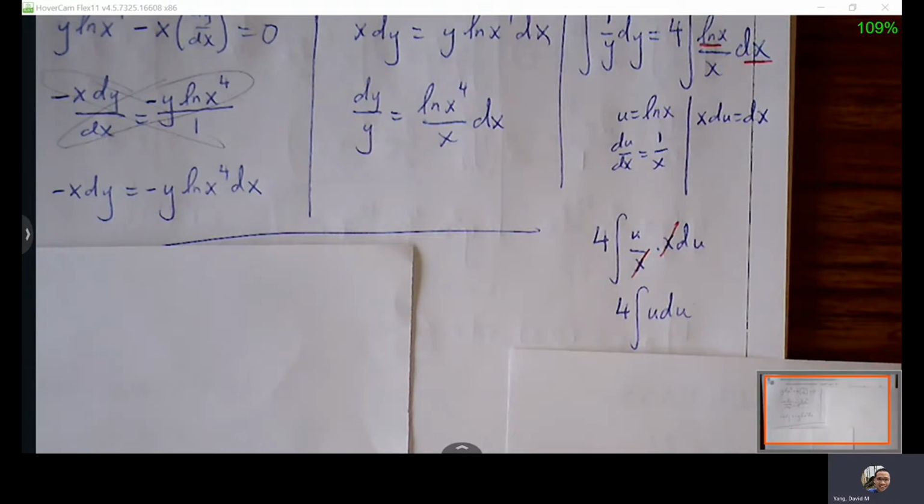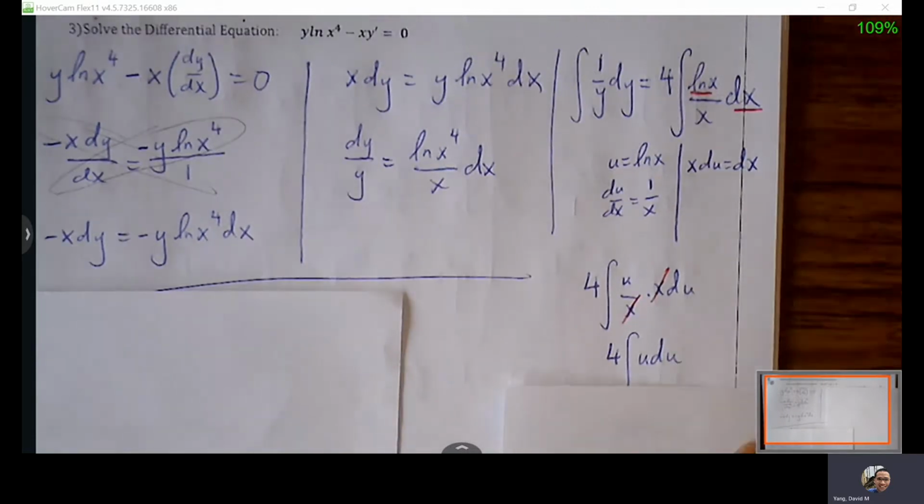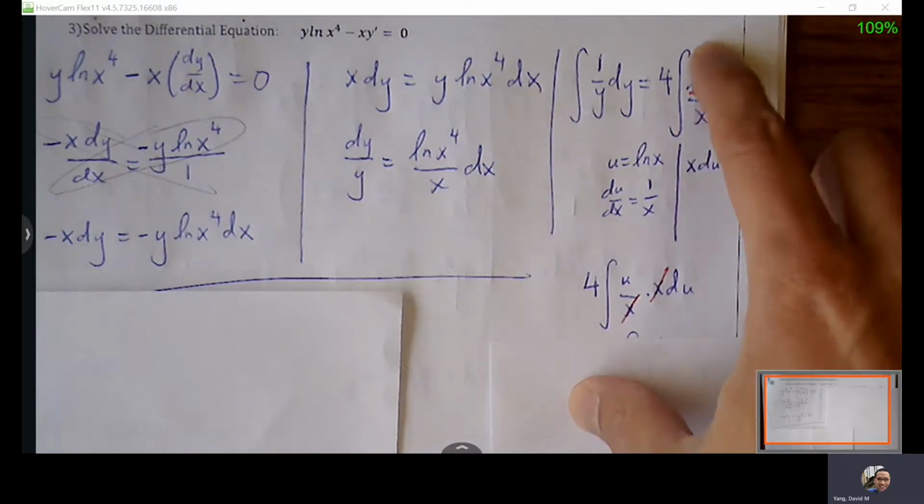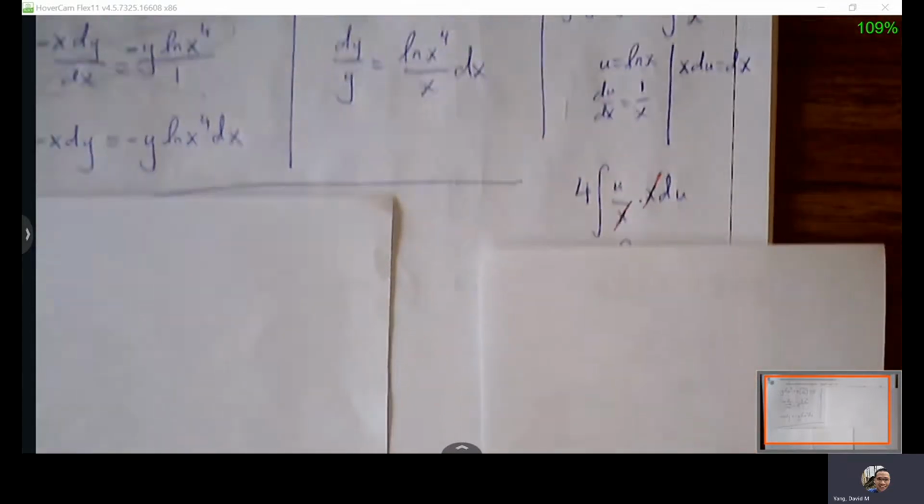You can do that, yes, you can do that. I just decided to get that 4 out of the way at the beginning, but if you let the u value be the entire natural log of x to the fourth, it'll still work out. Right, okay, that's fine.